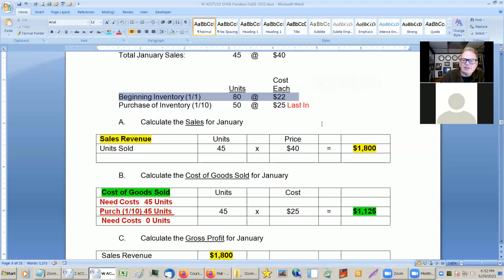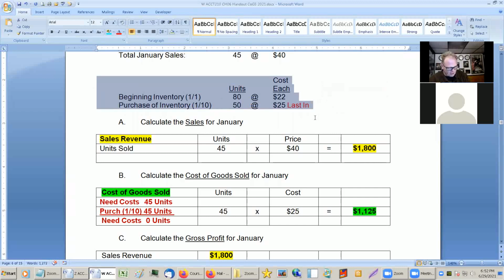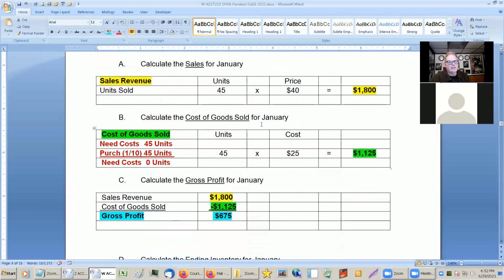Another thing people don't like about the LIFO method is that you can actually have inventory sitting in there for 100 years. If you never sell out all of your inventory, you can have inventory sitting there forever, or near forever.